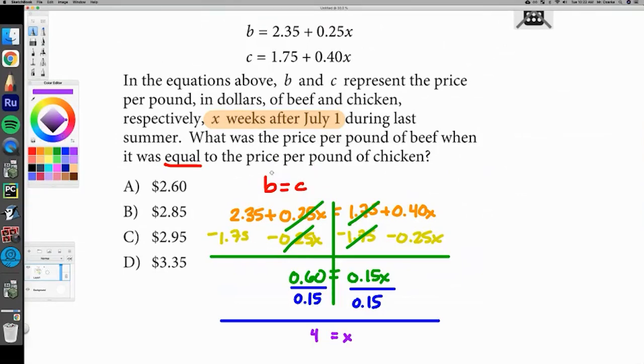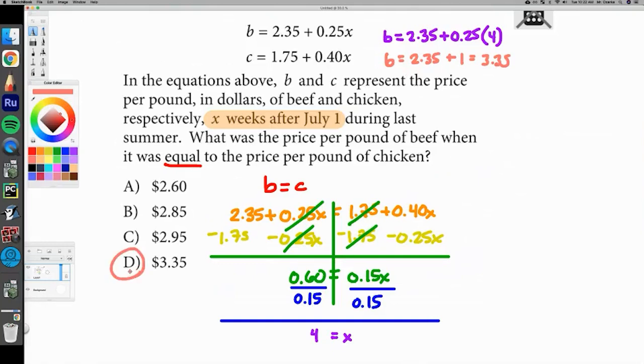I would pick the one that's easier to work with. In this case, it seems like B is easier to work with, with x equals 4. So it's like 2.35 plus 0.25 times 4. Well, if you have 4 quarters, you have $1. So it's just going to be 1 plus 2.35, which is equal to 3.35 here, which is the answer D.